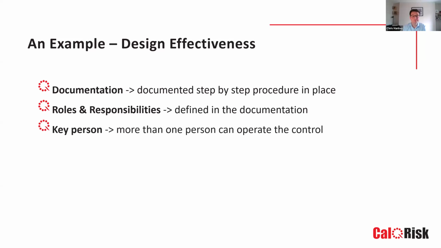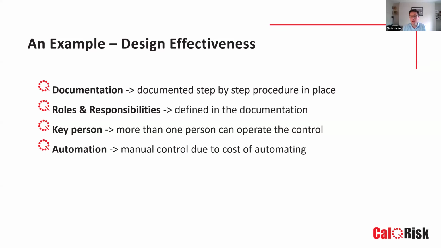The key person. Is there any key person dependency? If the documentation is quite good, the reality is that there shouldn't be key person dependency. If the roles and responsibilities are well laid out, hopefully more than one person can operate the control. And likewise, in this dummy organization, more than one person can operate the control. Is it automated? Unfortunately, for this dummy organization, it's a manual control due to the cost of automating. So this dummy organization can't afford some sort of screening software or whatever it might be.